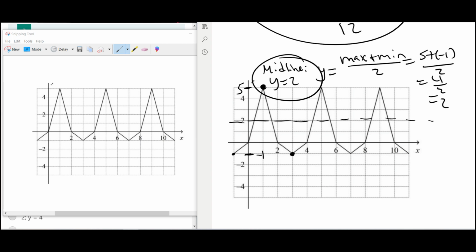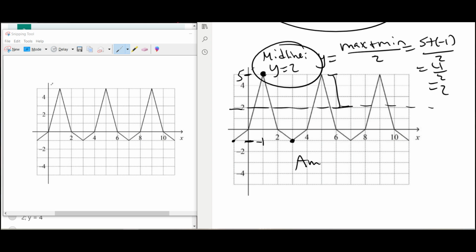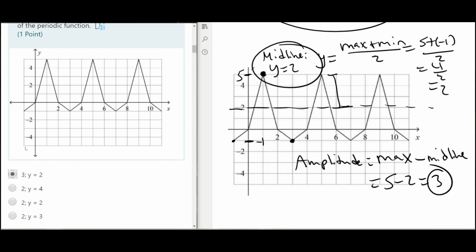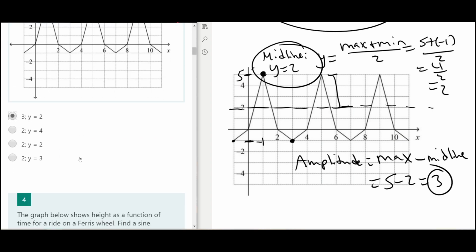So now we need to find the amplitude. So we've got to figure out the difference between the maximum and the midline. The maximum is 5, the midline is 2. So the amplitude here is going to be the maximum minus the midline, which in this case is 5 minus 2, which is 3. All right, so our amplitude is 3, my midline is y equals 2.